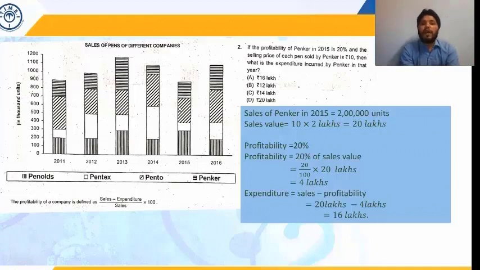So the selling price of 2 lakh pens, or the sales revenue generated from the sale of 2 lakh pens, is going to be 10 into 2 lakh, which is 20 lakh rupees. And profitability is given at 20%, and it is mentioned in the question that profitability is going to be calculated on the base of sales revenue. So profitability is going to be 20% of the sales value. So 20% of 20 lakh rupees, which is 4 lakh, is going to be profitability. So expenditure is going to be sales minus profitability, which is 20 lakhs minus 4 lakhs, or 16 lakhs.